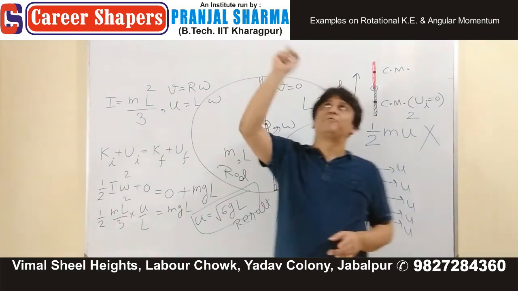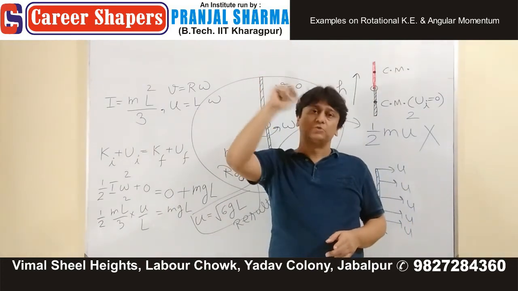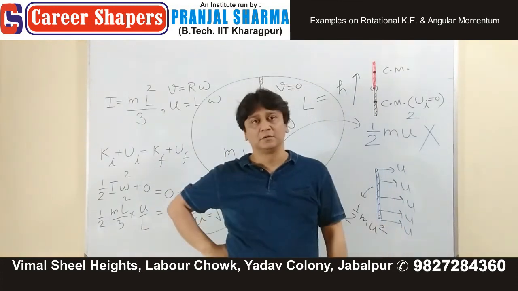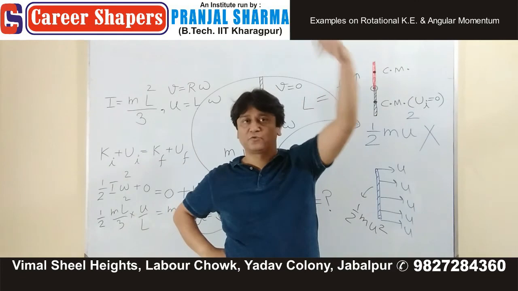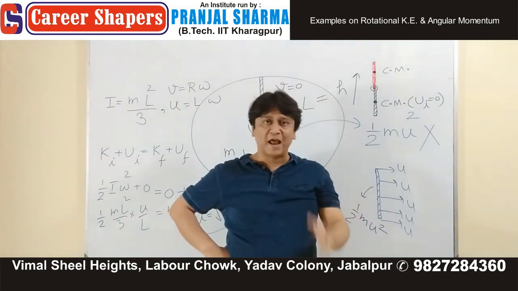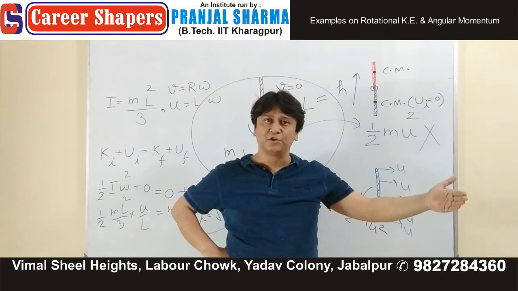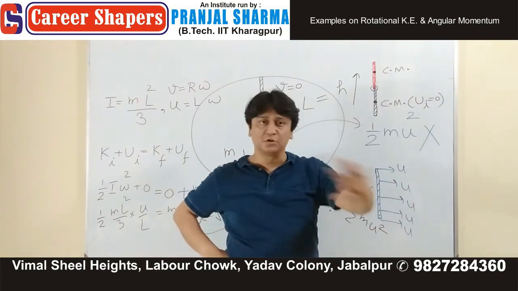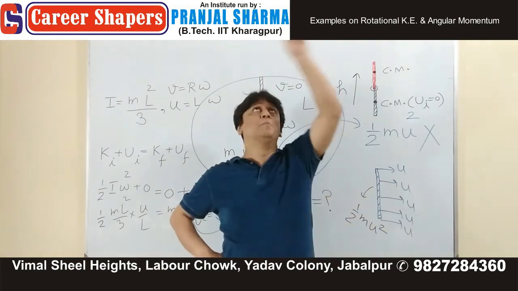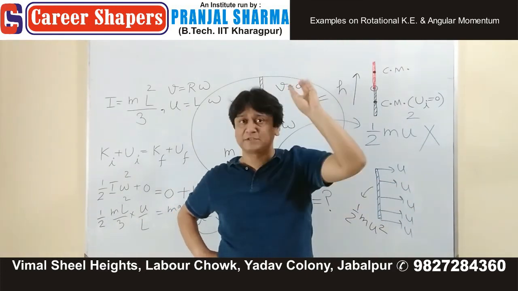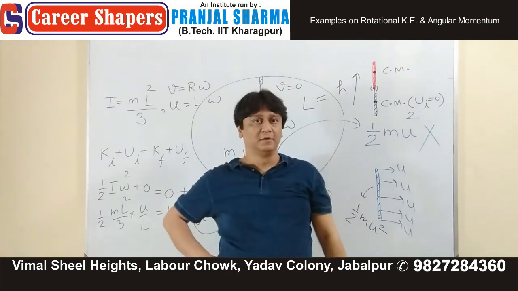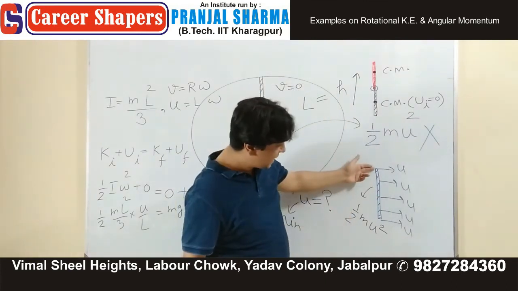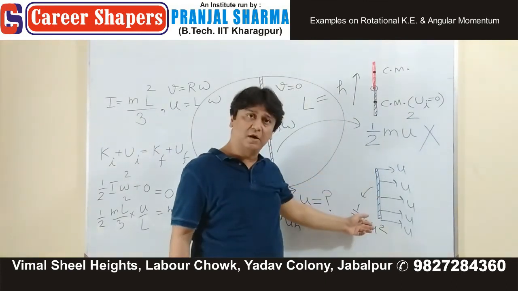Suppose your ceiling fan is rotating with angular velocity omega. What is the velocity of the center of mass? 0. The center of mass of the fan is not moving at all. So can I use the concept of kinetic energy with center of mass? Can I associate kinetic energy with center of mass? No, I cannot. Blades are rotating, but the center of mass of the blade is not moving. And therefore, for finding kinetic energy, I have to find kinetic energy of each and every part.